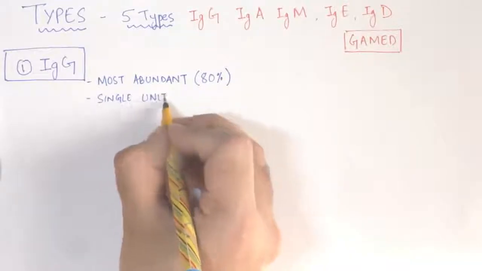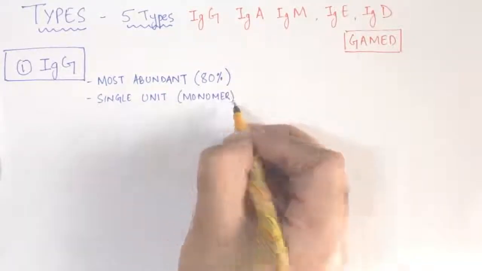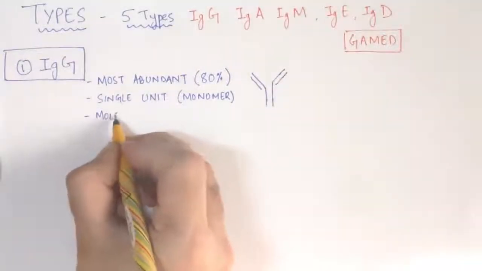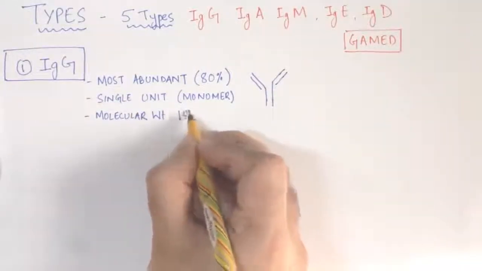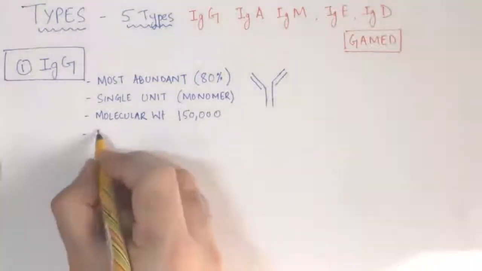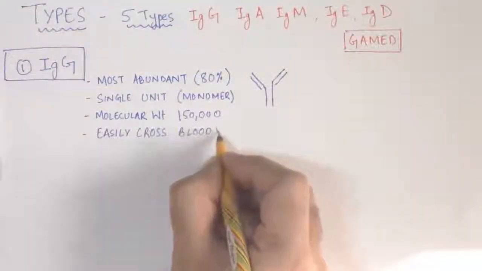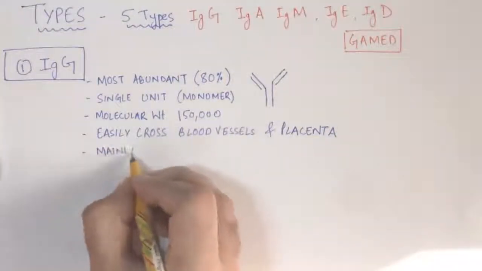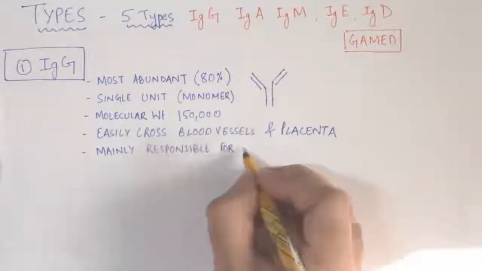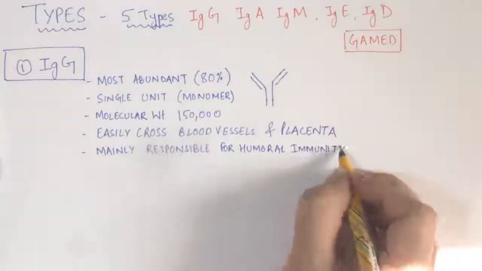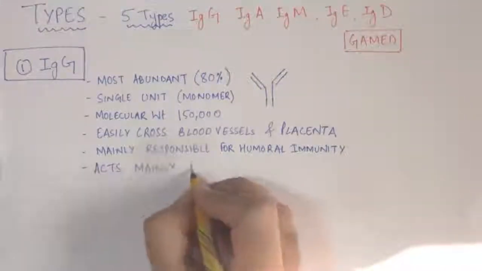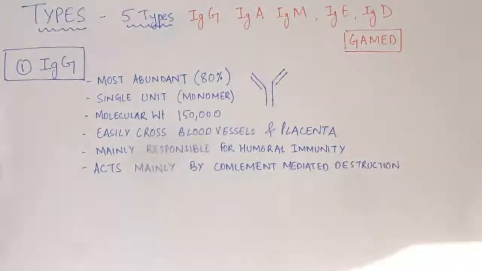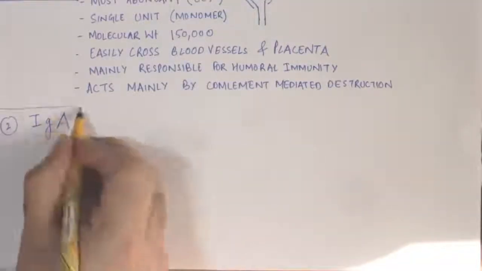Now the IgG is a single unit antibody, that is, it only consists of a Y-shaped monomer. And the molecular weight of the IgG is 150,000. Since it is a small antibody, it can easily cross the blood vessels and the placenta. And immunoglobulin G is the antibody which is mainly responsible for humoral immunity. The main mechanism of action of the IgG is complement mediated destruction of the foreign cells.